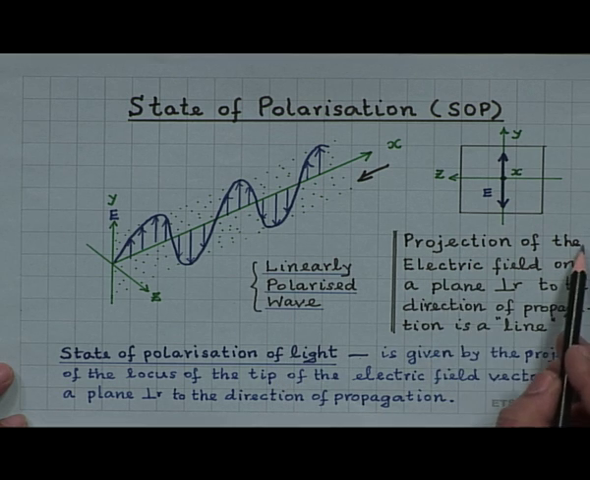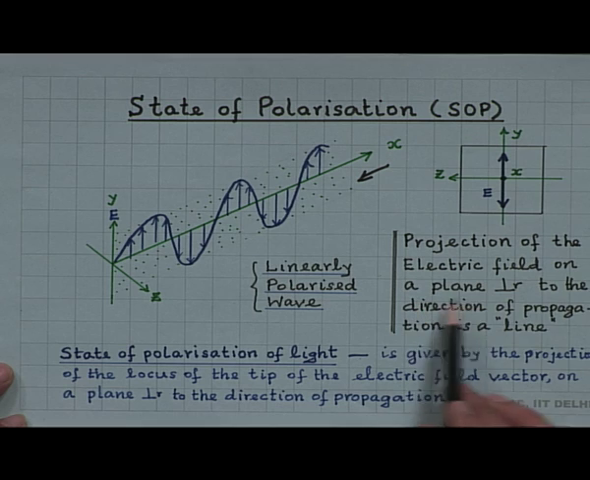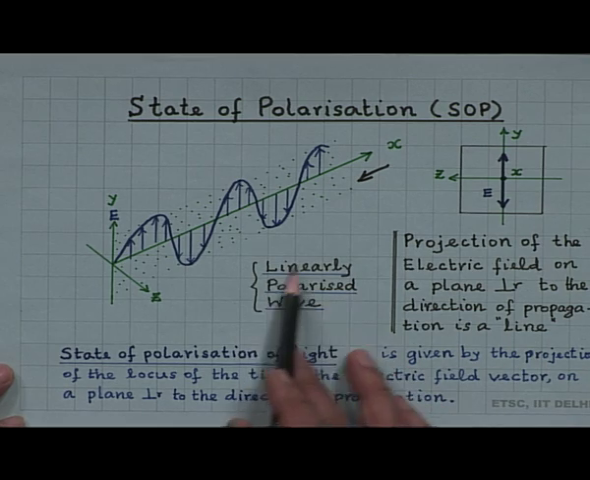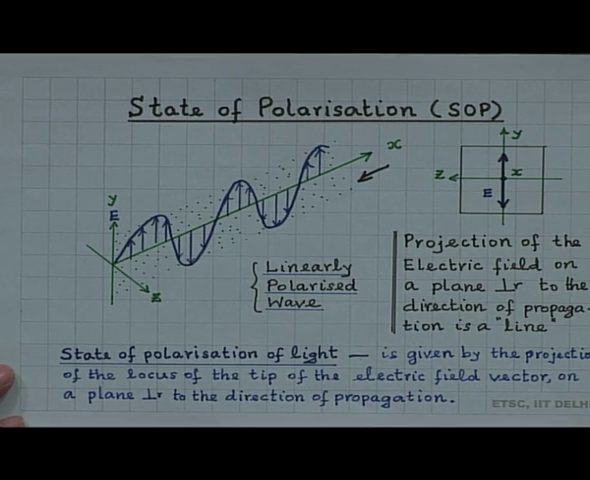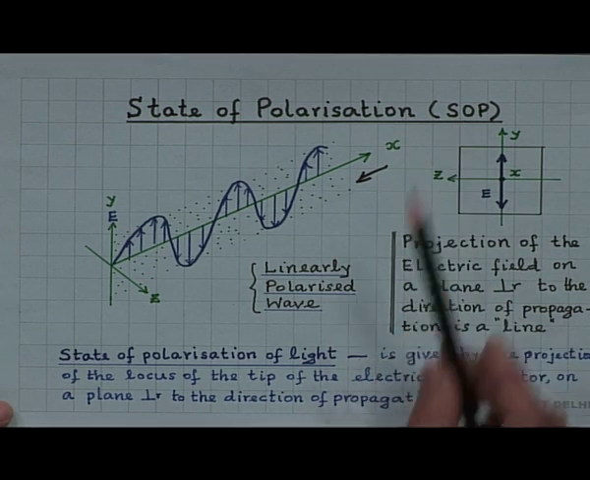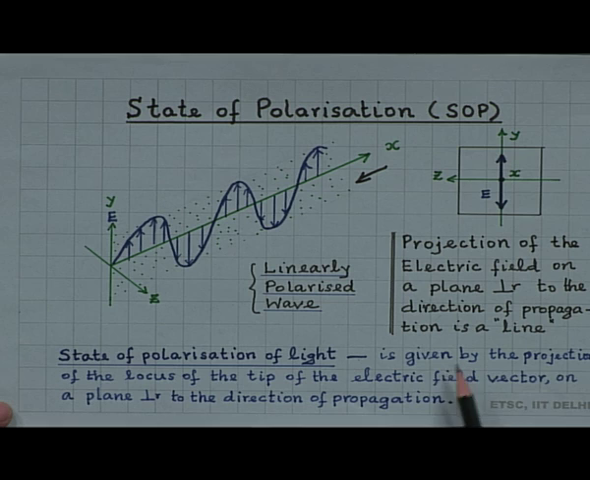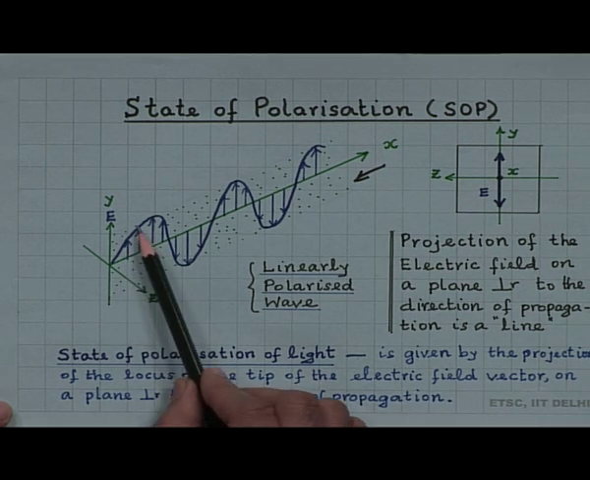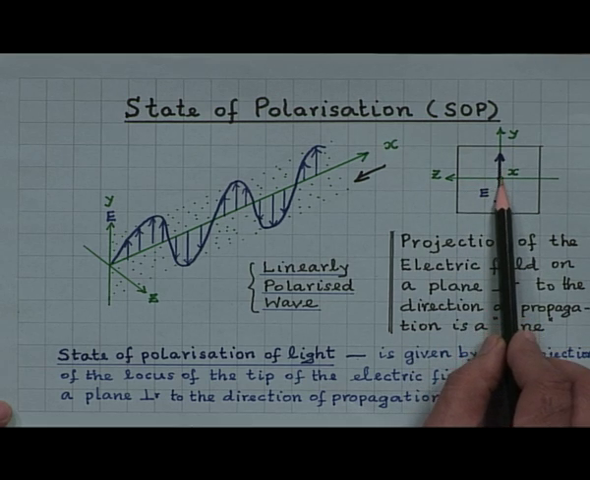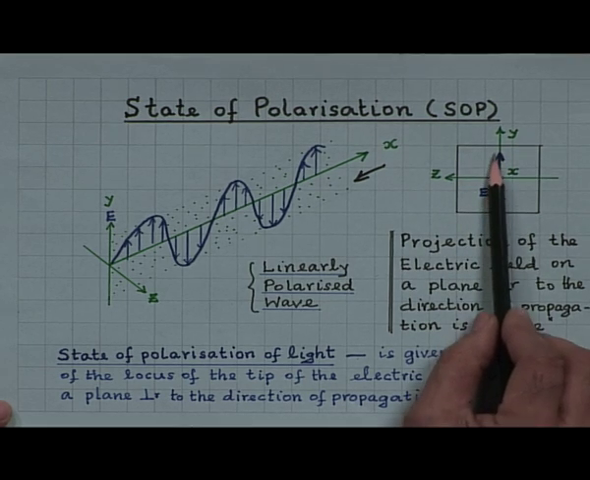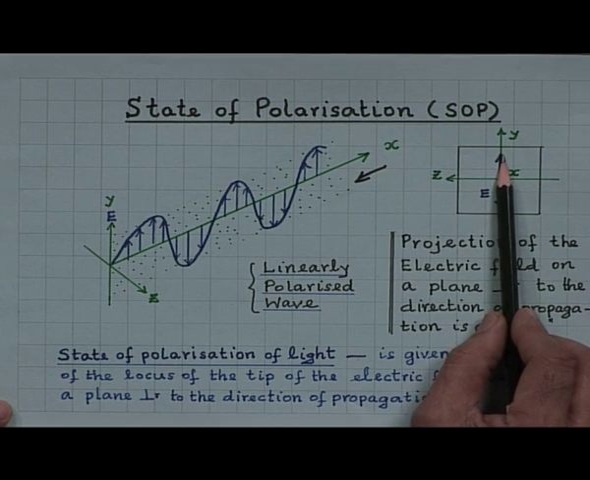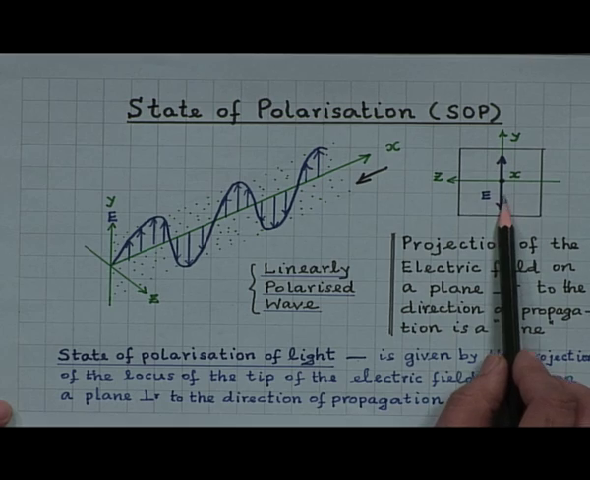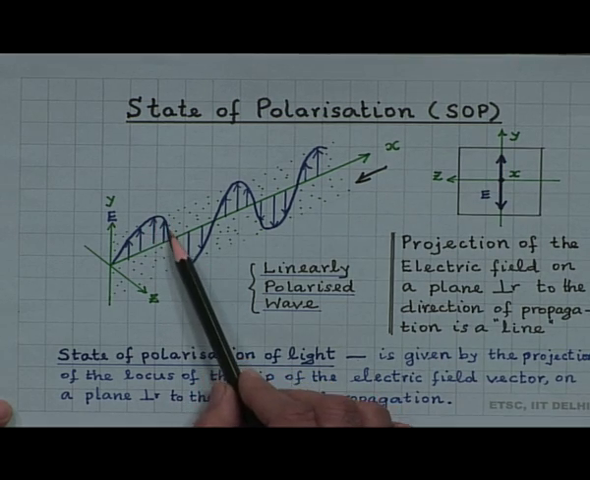The projection of the electric field on a plane perpendicular to the direction of propagation is a line, hence the name linearly polarized wave. The state of polarization of any wave is given by the projection of the locus of the tip of the electric field. You can see it is the tip of the electric field. The tip of the electric field is always lying on this line. As it becomes maximum, then reduces, then becomes negative, but so it is the tip of the electric field.